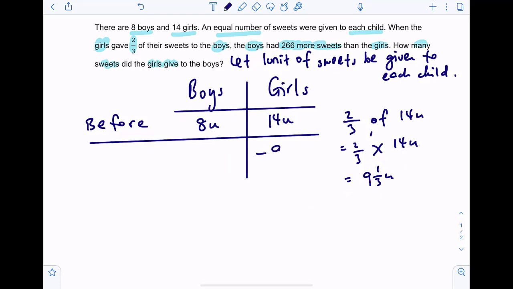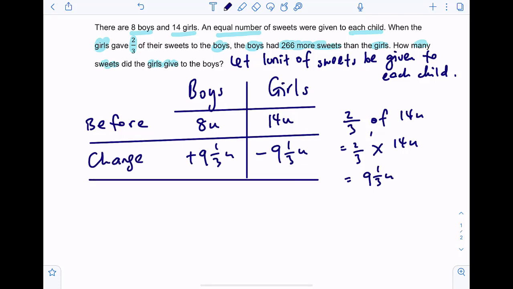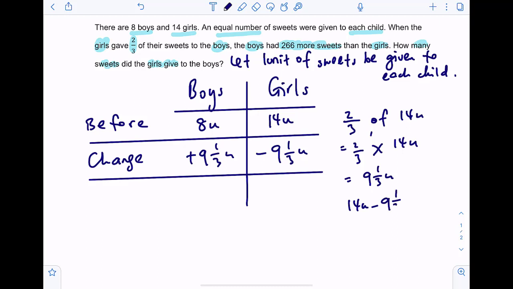So for the girls, we take away 9 whole and 1/3 units from them. We add it for the boys. And this will represent the change. In the after scenario, the girls will be left with a certain number of units in total. So 14 U minus 9 whole and 1/3 U is 4 wholes and 2/3 units.